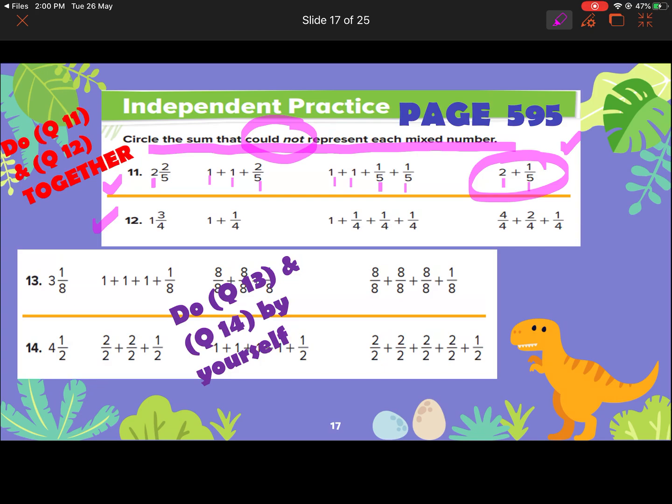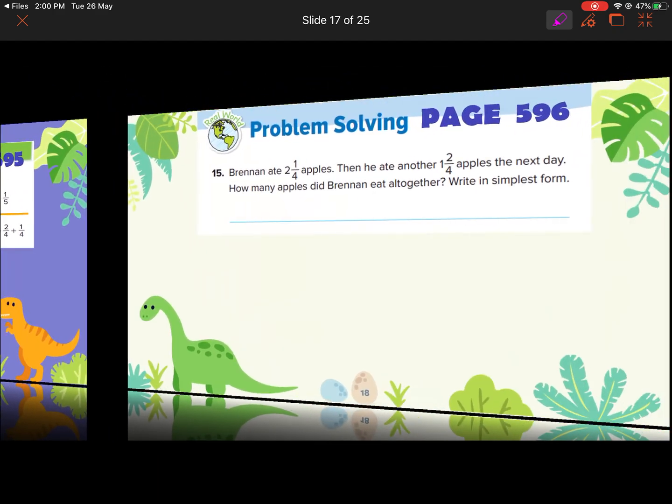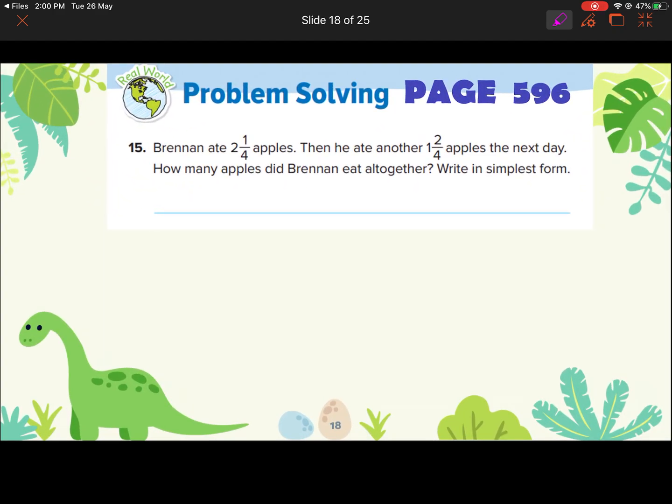Now see, 1 whole and 3/4. 1 whole and 1/4 is here. So this does not belong to that mixed number. Okay, so now question number 13 and question number 14, you can do by yourself. Find out which one does not belong to the mixed number. Okay, now let's see the next question. Yeah, now question number 15.